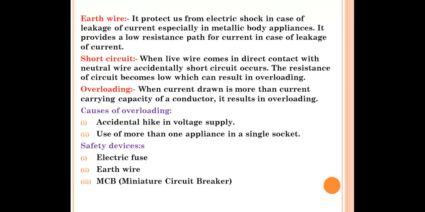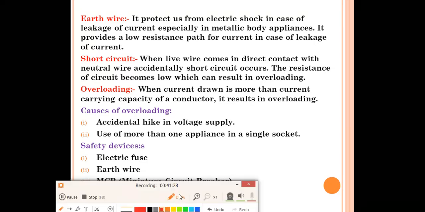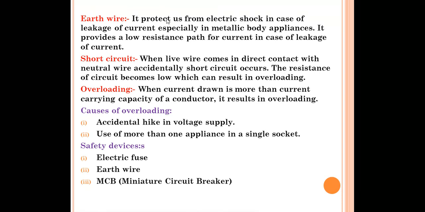Now we'll read about the earth wire, short circuit, and overloading in this slide. So what is earth wire? What is the function of the earth wire? Earth wire, just now we have read that, which color of insulation is used in earth wire? Green color. It protects us from the electric shock in case of leakage of current, especially in metallic body appliances.